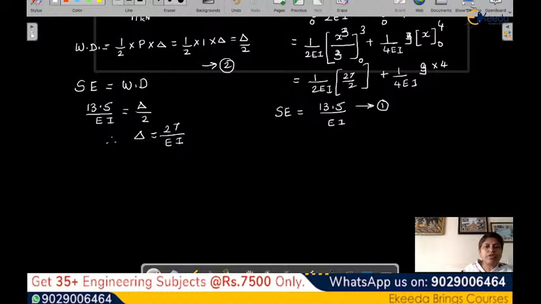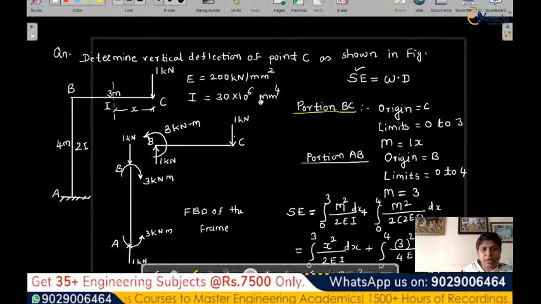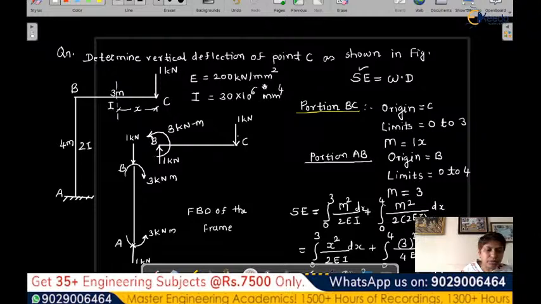When you substitute the values of E and I, delta is equal to 27. Now let's see what E value is given. E is given as 200 kilonewton per millimeter square, and I is 30 into 10 to the power 6. Till now our calculation is in kilonewton, that is fine, but we have considered meters, so accordingly we have to make the changes.